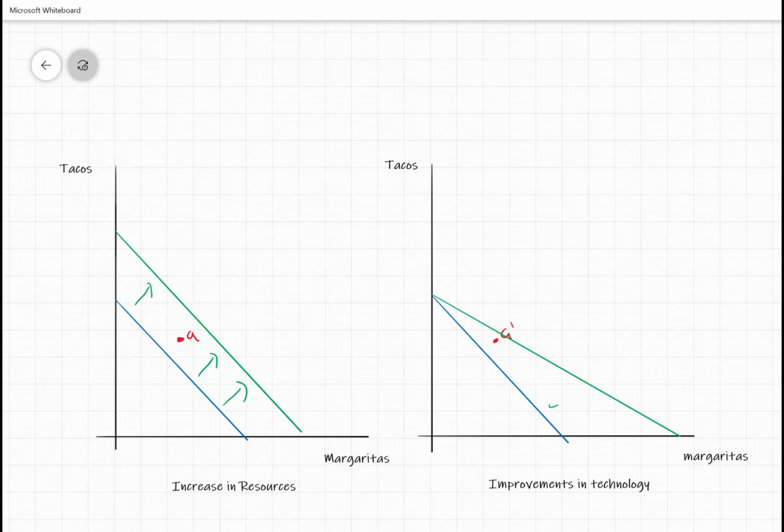Again, this is assuming the technology for tacos doesn't change. But this A prime is now attainable to us. Now it's inside of our production possibilities boundary. The key thing here is that this is another way to get outside of our original production possibilities boundary. So here are two ways to get previously unattainable bundles: an improvement in resources or improvements in technology.